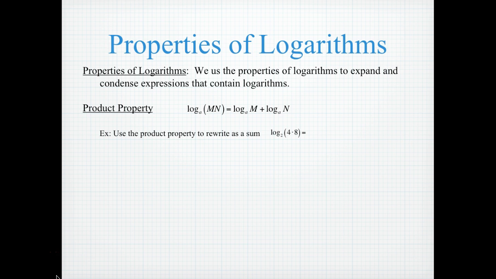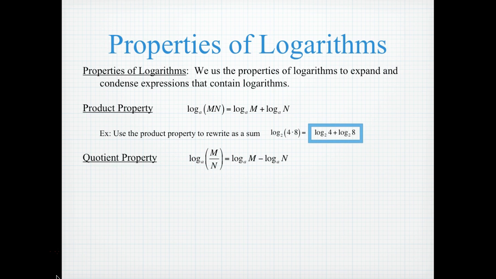So in this case, we have log base 2 of 4 times 8. We can separate that as log base 2 of 4 plus log base 2 of 8. Next, we have the quotient property of logarithms. And it's similar, except it uses division and subtraction as opposed to multiplication and addition. So the quotient property reads log base a of m over n is equal to log base a of m minus log base a of n.